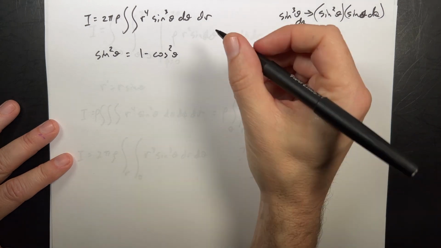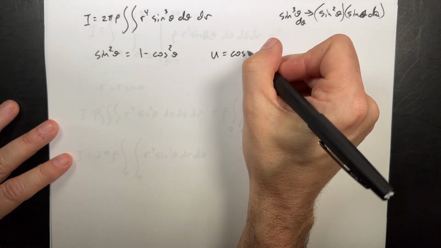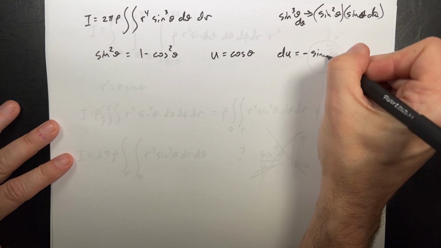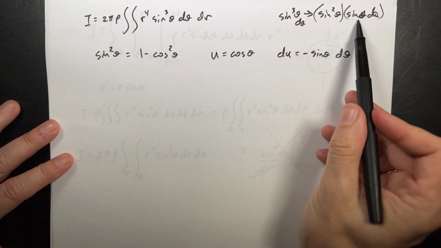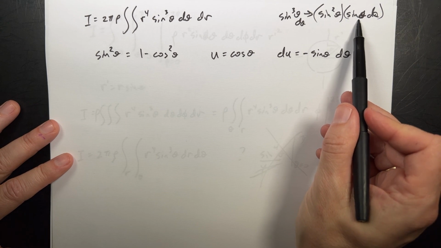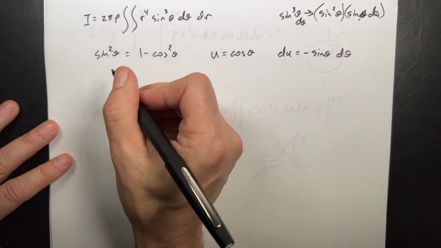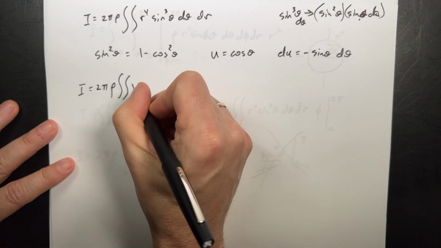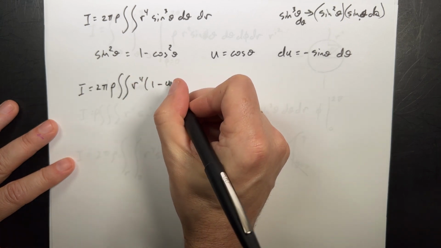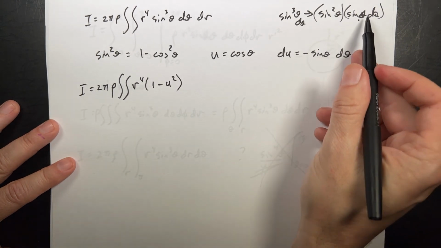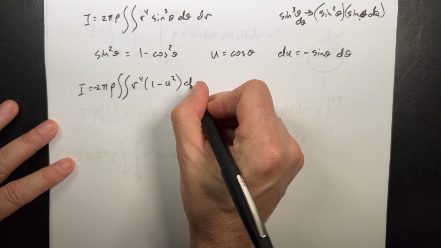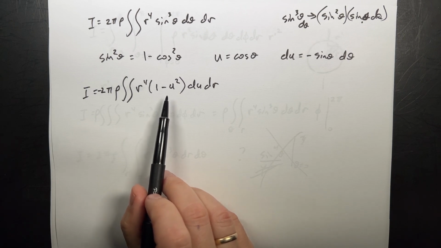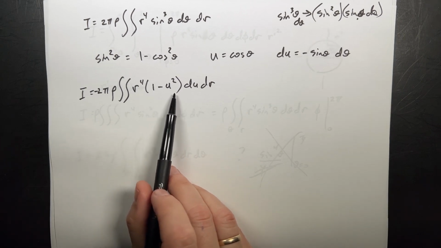Now I'm going to say u equals cosine theta. If I do that, I can take the derivative du, and I'm going to get negative sine theta d theta. And you'll notice here that I have that term right there with a negative sign. So if I replace this, I get, let's write the whole integral, 2 pi rho double integral r to the fourth 1 minus u squared, and then I have this is minus u, so I just get a minus sign out there, and then I get du. And then I have the dr. Now that integral I can do. I can integrate 1 du and negative u squared du.